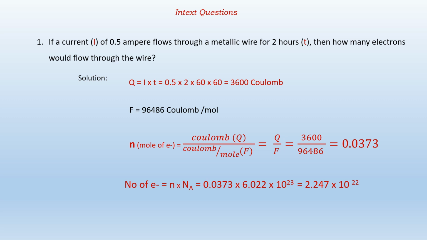How? n is equal to coulomb divided by coulomb per mole, because the Faraday constant has a charge per mole, right? Coulomb will get cancelled, and n is the number of moles of electrons involved in the reaction. So you will get the number of moles, and that has to be multiplied with the Avogadro number. The Avogadro number is 6.022 into 10 to the power 23. You will get the number of electrons.